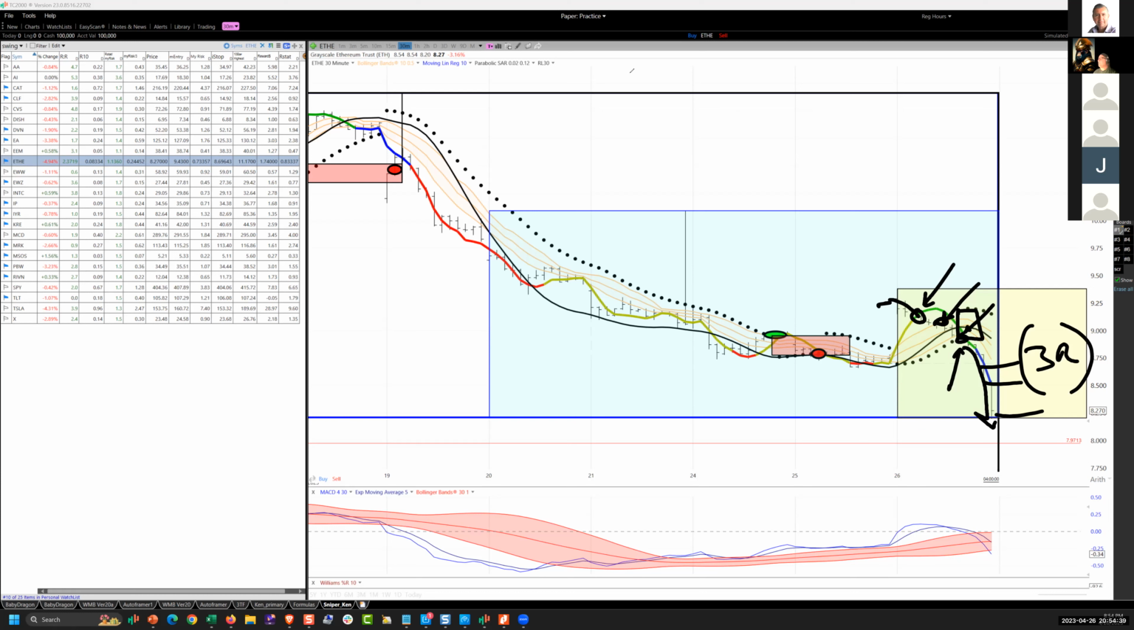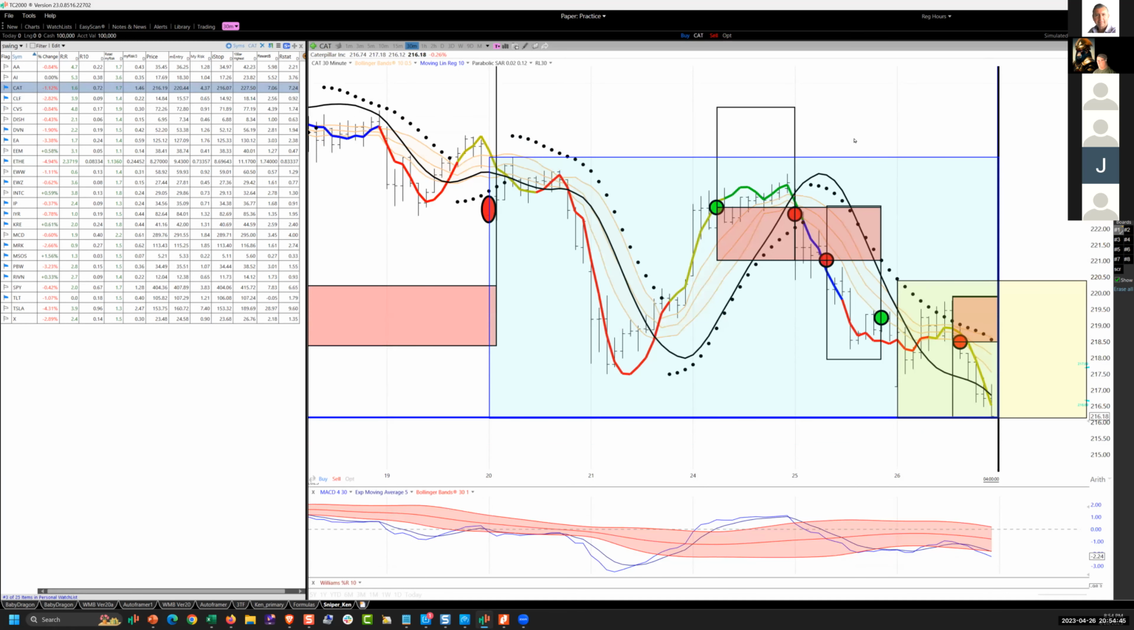I'm sorry, that's Ethereum. God dang it. My mouse slipped. So, yeah, Caterpillar, this makes more sense now. Sorry.